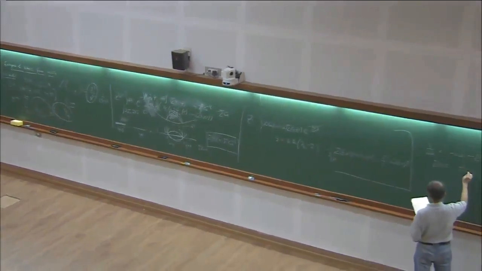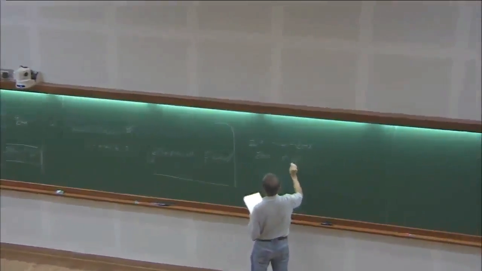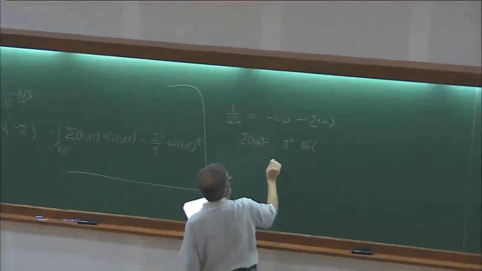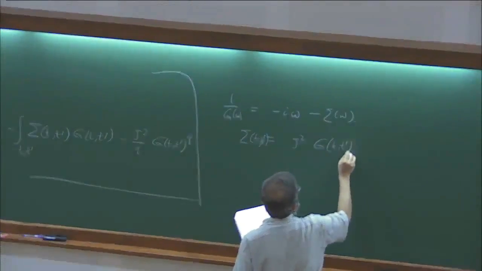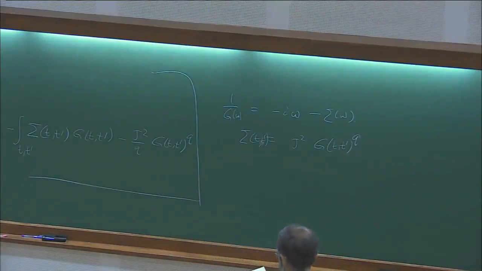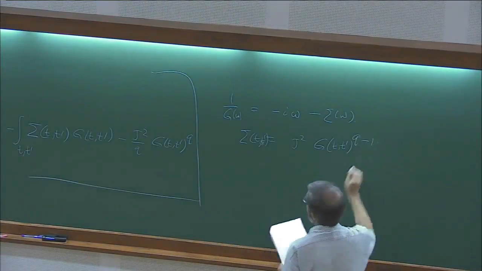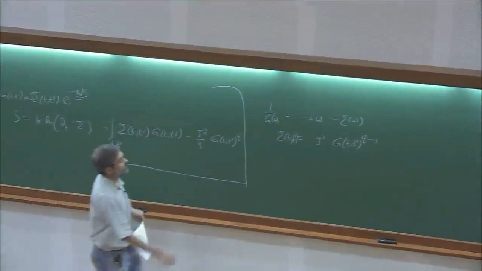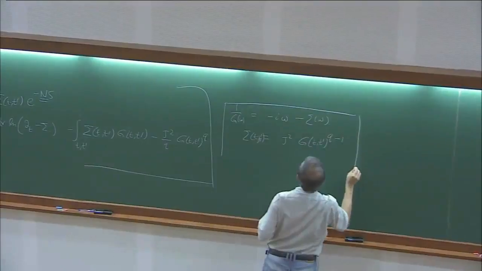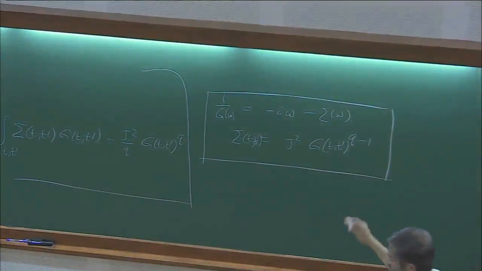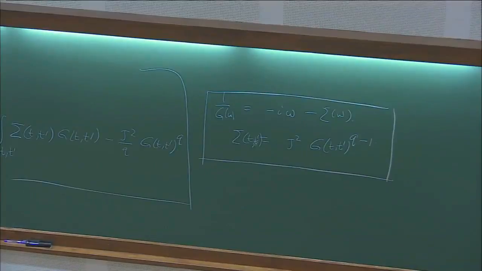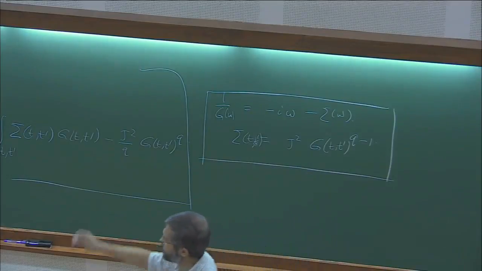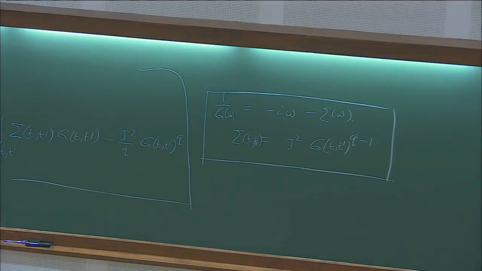So this is dt prime, with G to the power q minus 1, because if it is a quartic coupling, then there will be three propagators in the middle. So these are the equations. You can see this in diagrammatics, in a Schwinger-Dyson series. Now of course there is a trivial theory at the UV, which is zero coupling, but let us look at the IR limit.